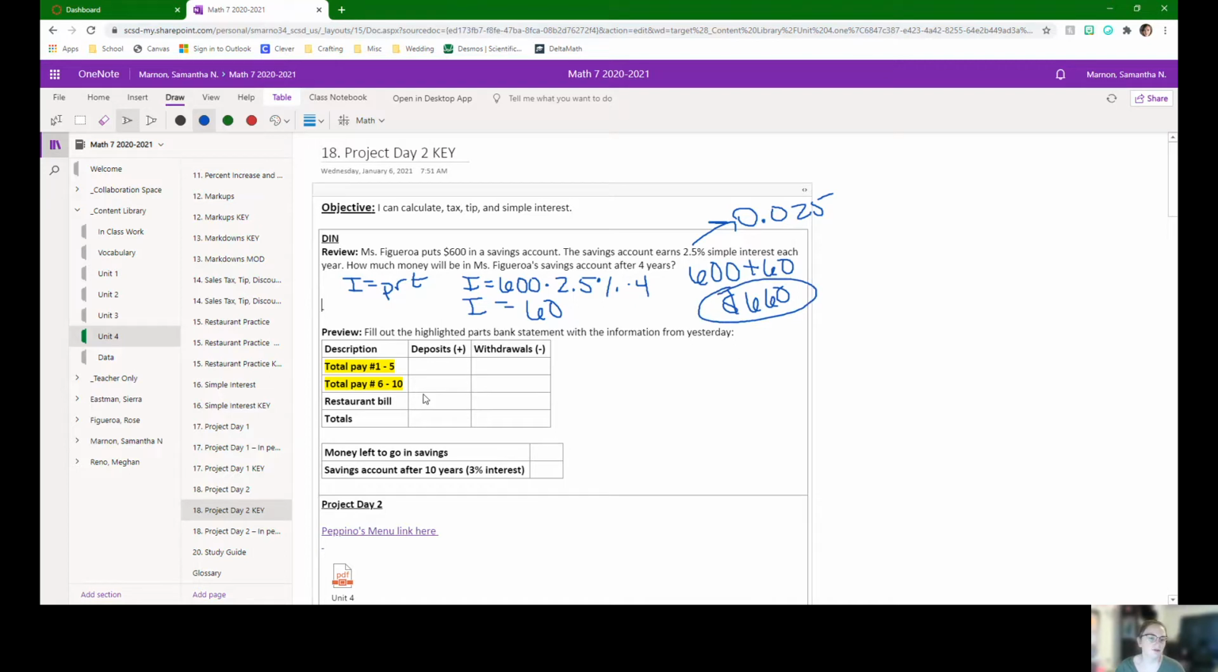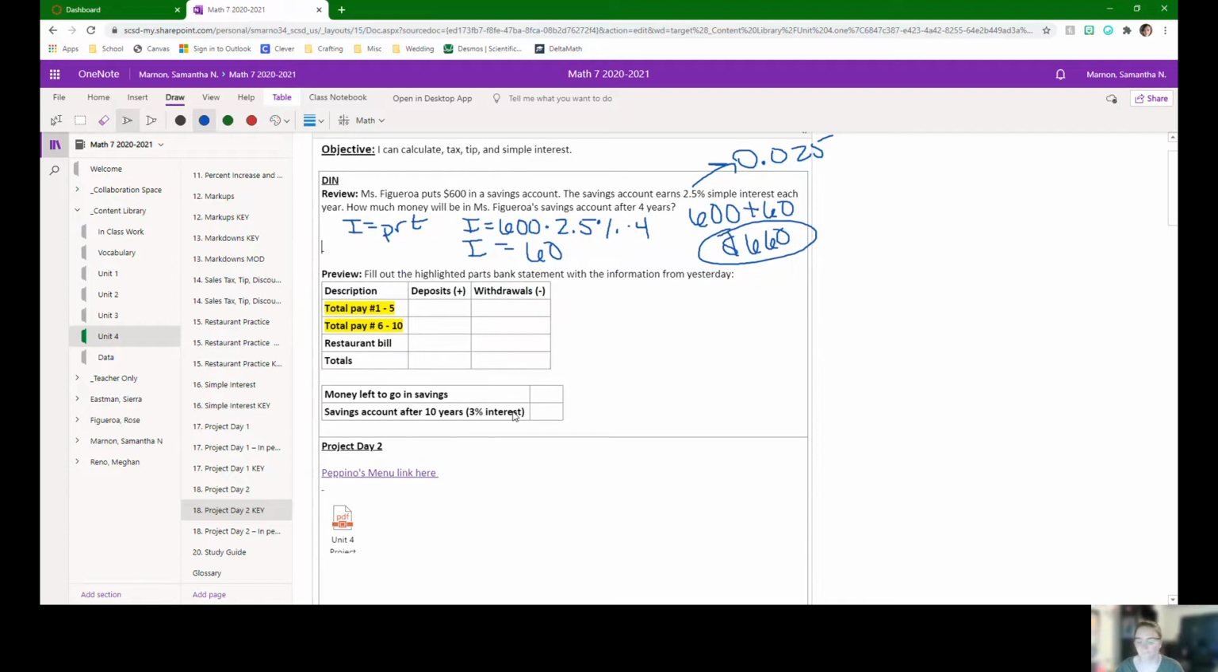For this project, you need to go back and look at your project day 1 and see how much money you earned for questions 1 through 5 and then for 6 through 10. That amount's going to go here in the deposits. Deposits are positive money, like you put in a bank account. And then what you're going to do today is you're going to have a restaurant bill. That's going to be a withdrawal, so it's going to be money you're taking out.